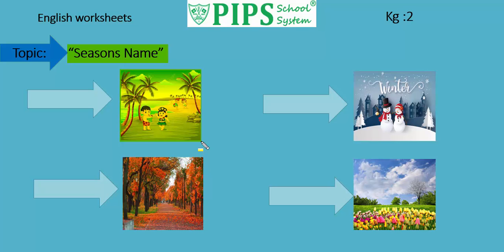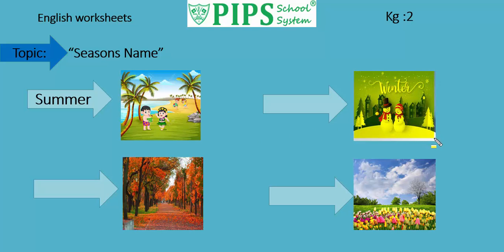It is very hot in summer. We wear cotton cloth and eat cold ice cream and drink cold drinks. So KG2 class, here we will write the spelling of summer like this. SUMMER, summer. Now students, read with me. SUMMER, summer.